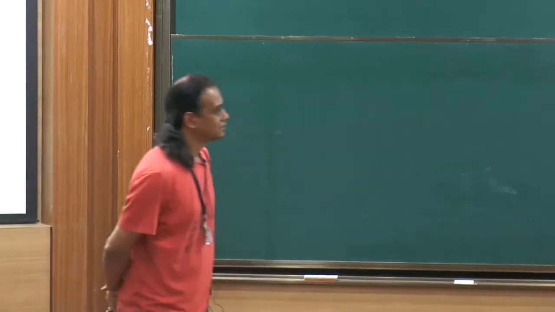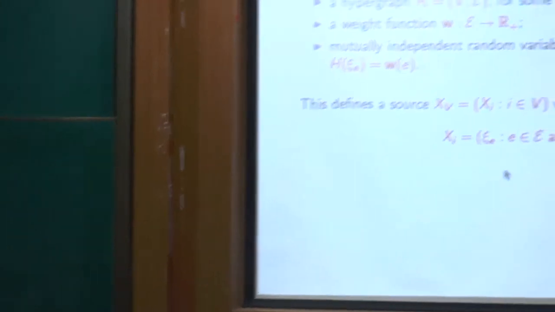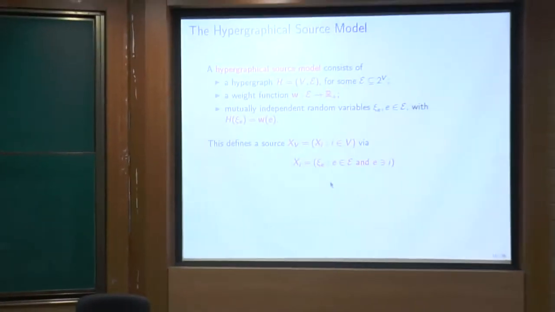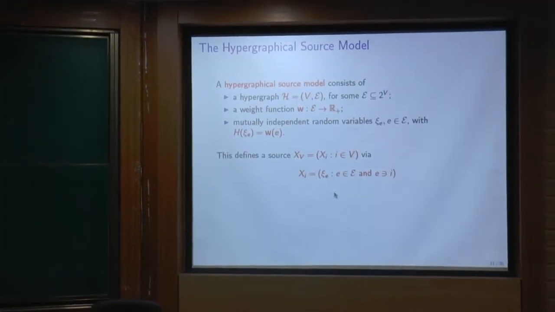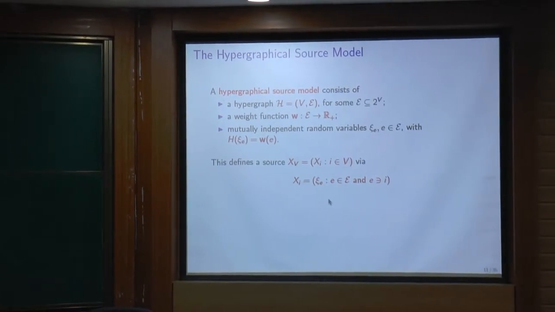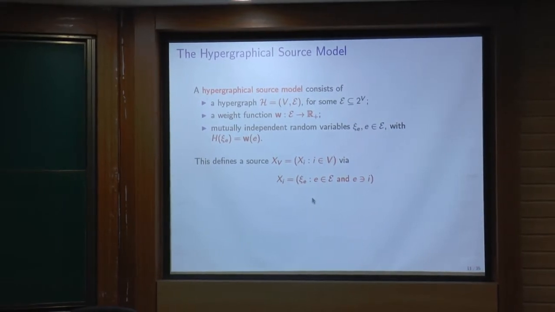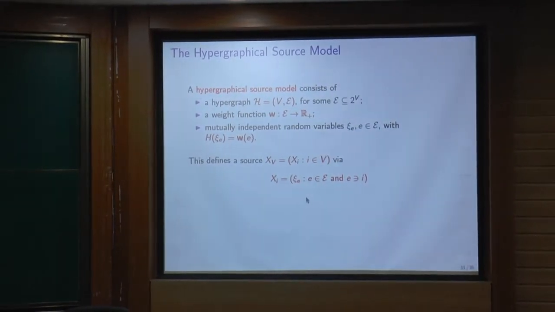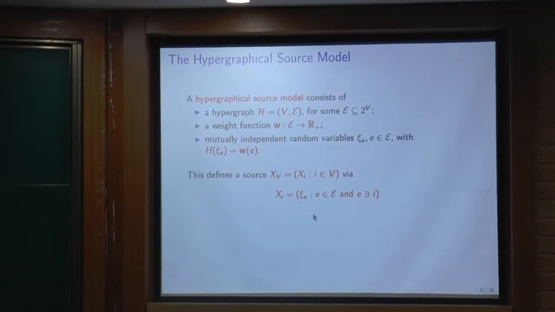So one other definition that I will require, as a special case of the multi-terminal source model, is a very natural definition of what we will call a hypergraphical source model, which is defined in terms of a hypergraph and a weight function. So we have a hypergraph consisting of a bunch of vertices, which for us are our terminals. We should think of the edges of the hypergraph as being subsets of these vertices, as groups of terminals which initially have a group key among themselves.